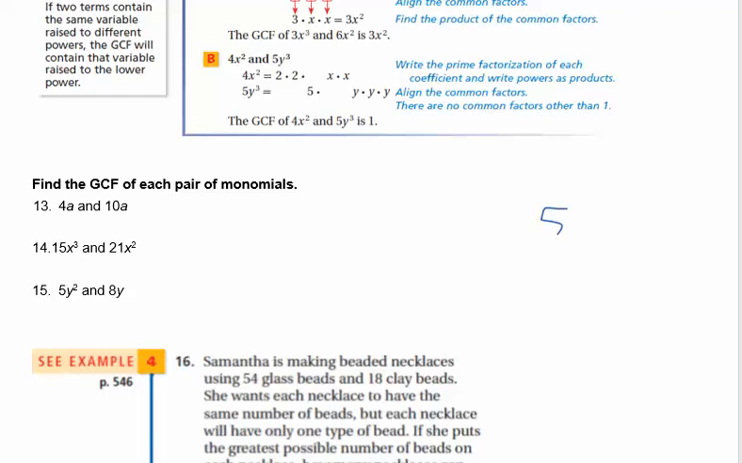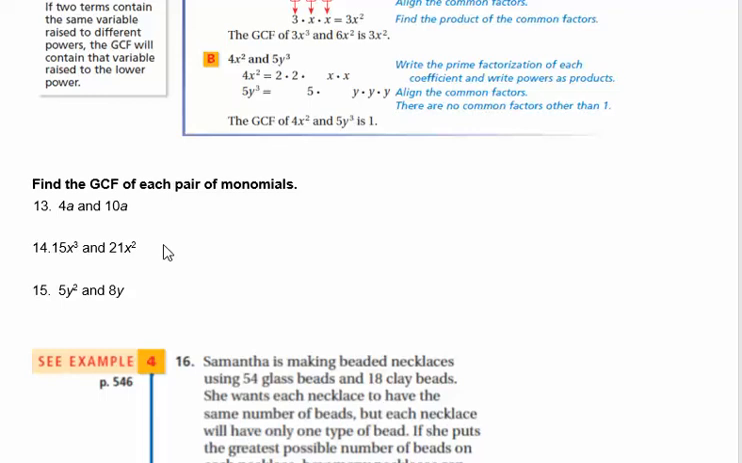Okay, I don't know why, but it's erasing as I write. So the factors of 5 are 1 and 5. The factors of 8 would be 1 and 8, 2 and 4. There's no common factors between either of them. That means the only common factor is 1, and we don't even use that as a factor because every number has 1 as a factor.